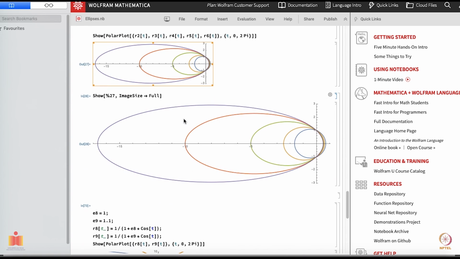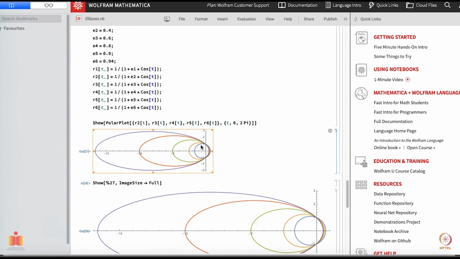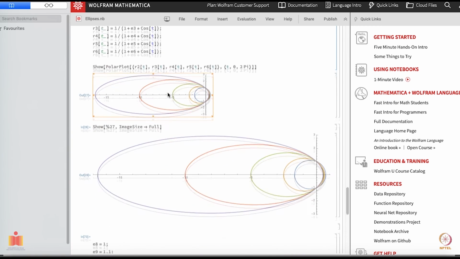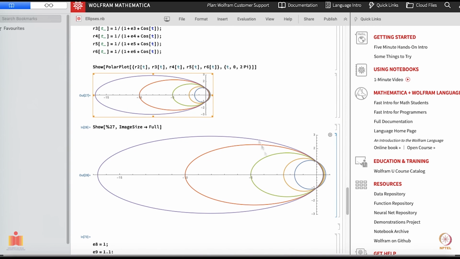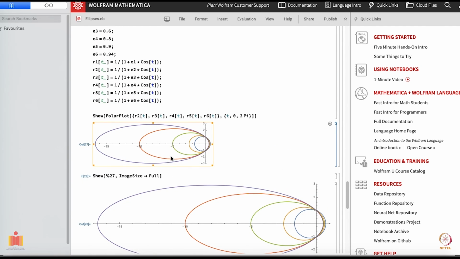Okay, the same image I have zoomed now, and this is what you get. So you see, even when you are very close to 1, your epsilon is 0.9 or 0.94, you are still not getting a highly elliptical thing. You see, this is what you are getting. So this is how eccentricity grows.